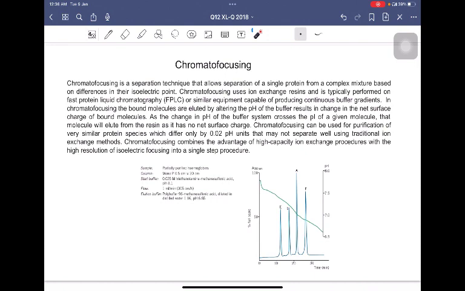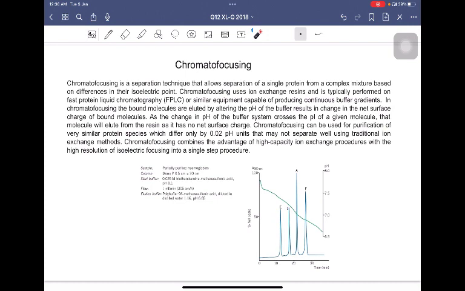And this technique, chromatofocusing, can be used as a polishing step to purify a protein from a mixture of proteins. It can be used for very similar protein species which differ only by 0.02 pH units that may not separate well using the traditional ion exchange method.